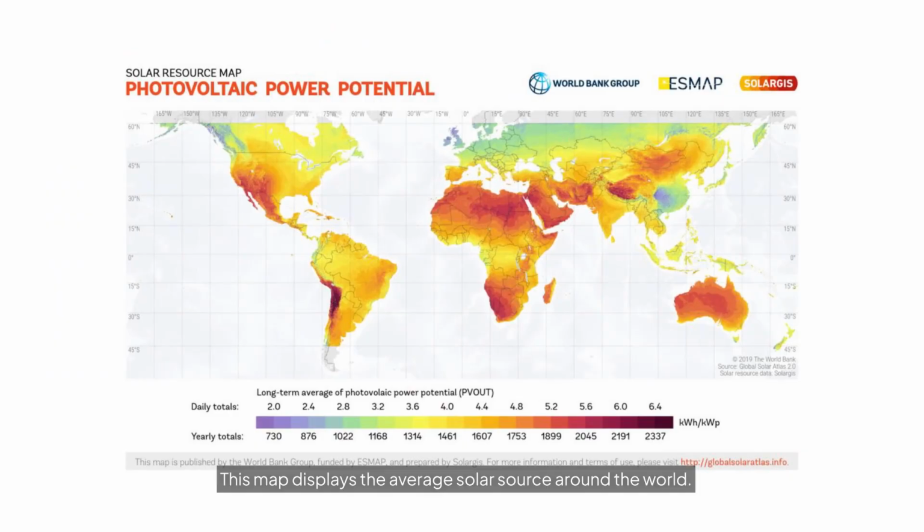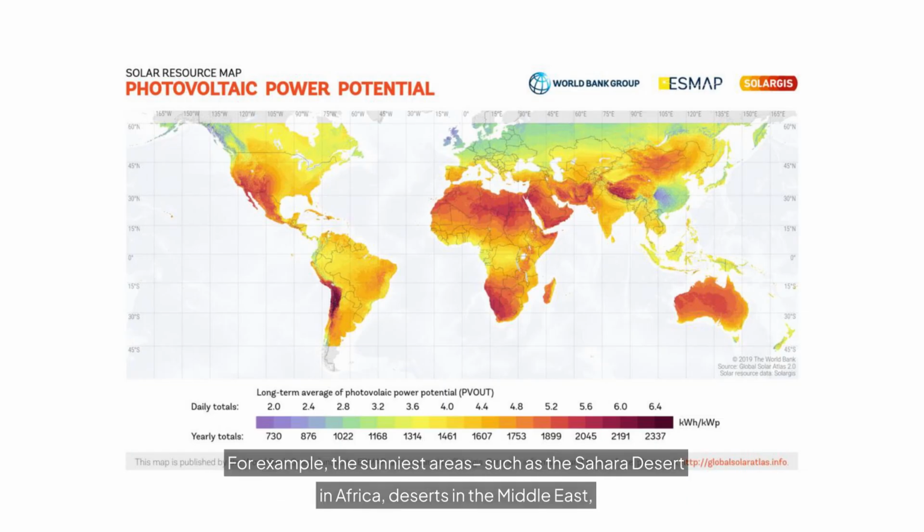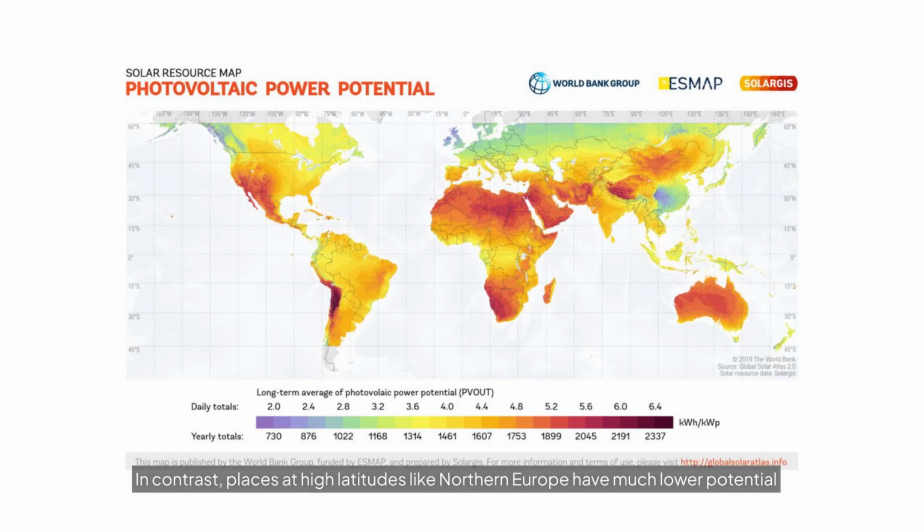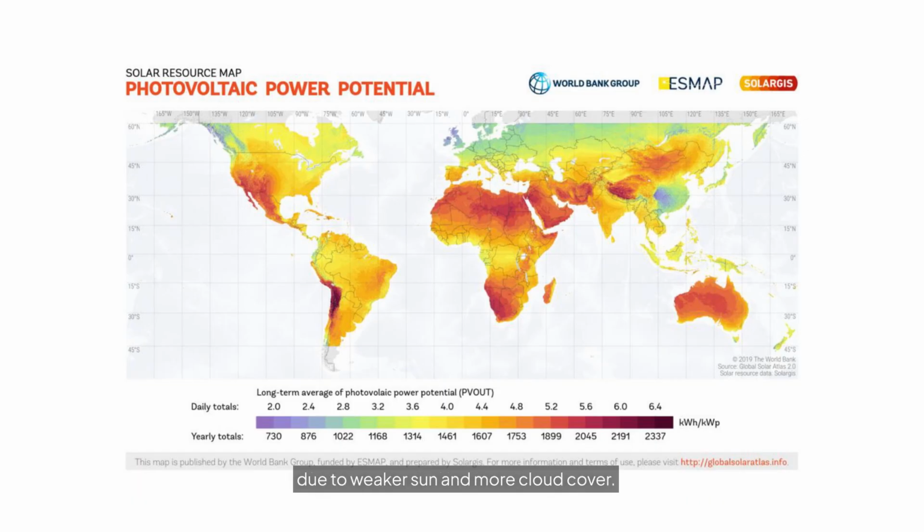This map displays the average solar resource around the world. The colors indicate how much solar energy is reaching each location. Red regions near the equator have much higher solar potential than blue areas farther north or south. For example, the sunniest areas, such as the Sahara Desert in Africa, deserts in the Middle East, and Australia show the highest solar potential. In contrast, places at high latitudes like Northern Europe have much lower potential due to weaker sun and more cloud cover.